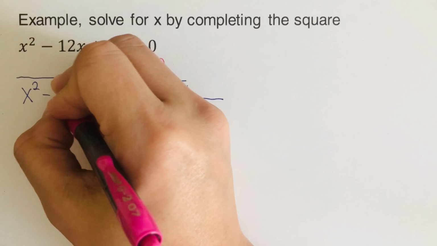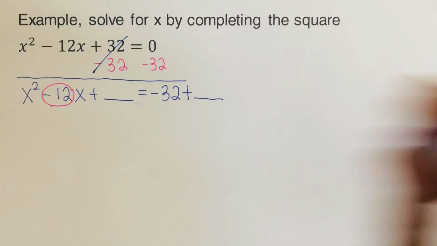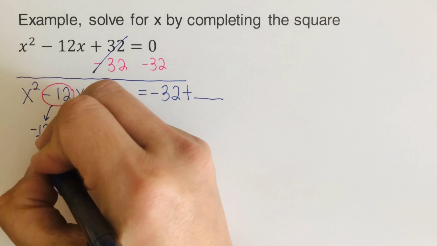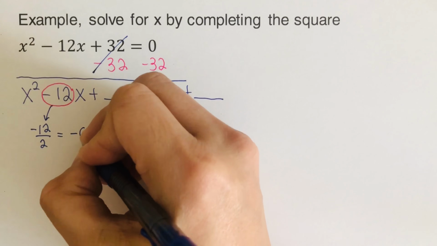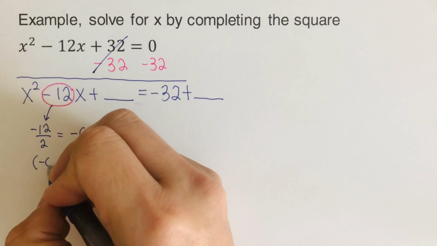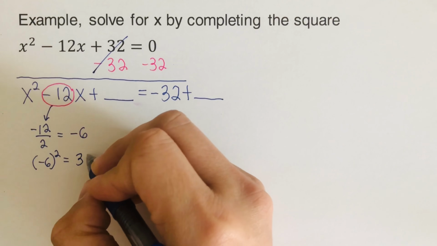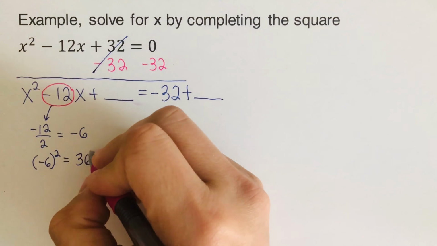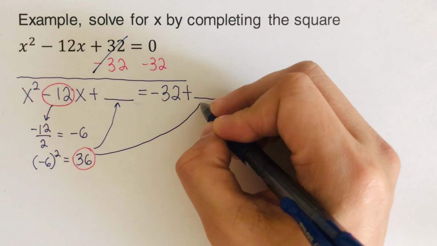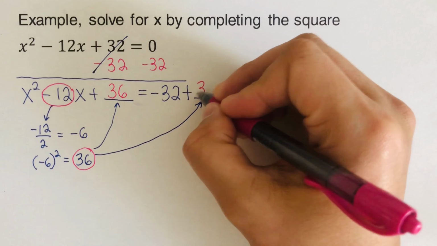So I am going to use this number here. I will always divide it by 2. So I will divide this by 2 here. So negative 12 divided by 2 is negative 6. Now, after that, I am going to square this. That would be negative 6 squared is, so negative 6 times negative 6 is positive 36. Now, this is the number that I write to each of the ones in the blank. So I will put the 36 here, and I will put the 36 here.